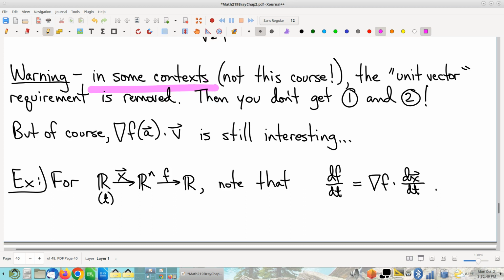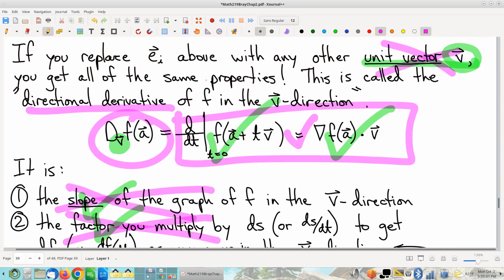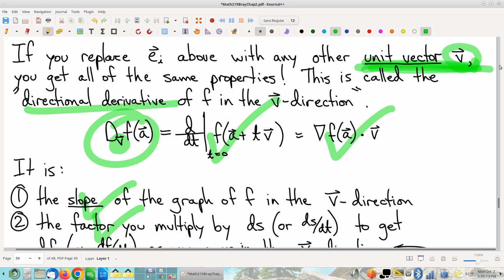Now, just for full disclosure, for Math219, we have a very crisp answer to this question. In Math219, we are going with the green definition. In Math219, directional derivative means unit vector, and you get all of these goodies just as we spent time discussing and just as we used in our examples and applications. In this course, that's what directional derivative means.